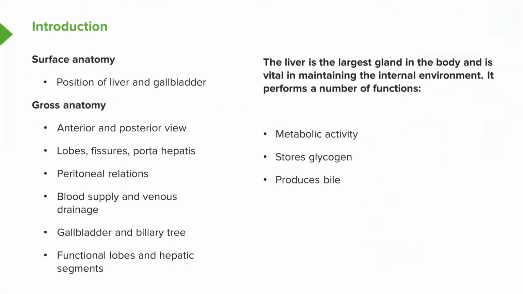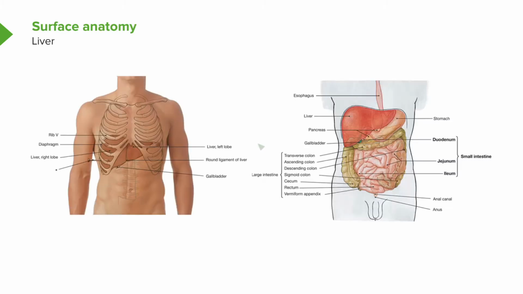Now, the liver is the largest gland in the body, and because of that, it is vitally important in maintaining the internal environment. It performs a whole number of functions, including various aspects of metabolic activity. Importantly, it stores glycogen. And for digestion, it produces bile, and we'll look at that in more detail when we look at the biliary tree and the gallbladder. So the surface anatomy of the liver we looked at briefly when we did the surface anatomy lecture right at the very beginning of this course.